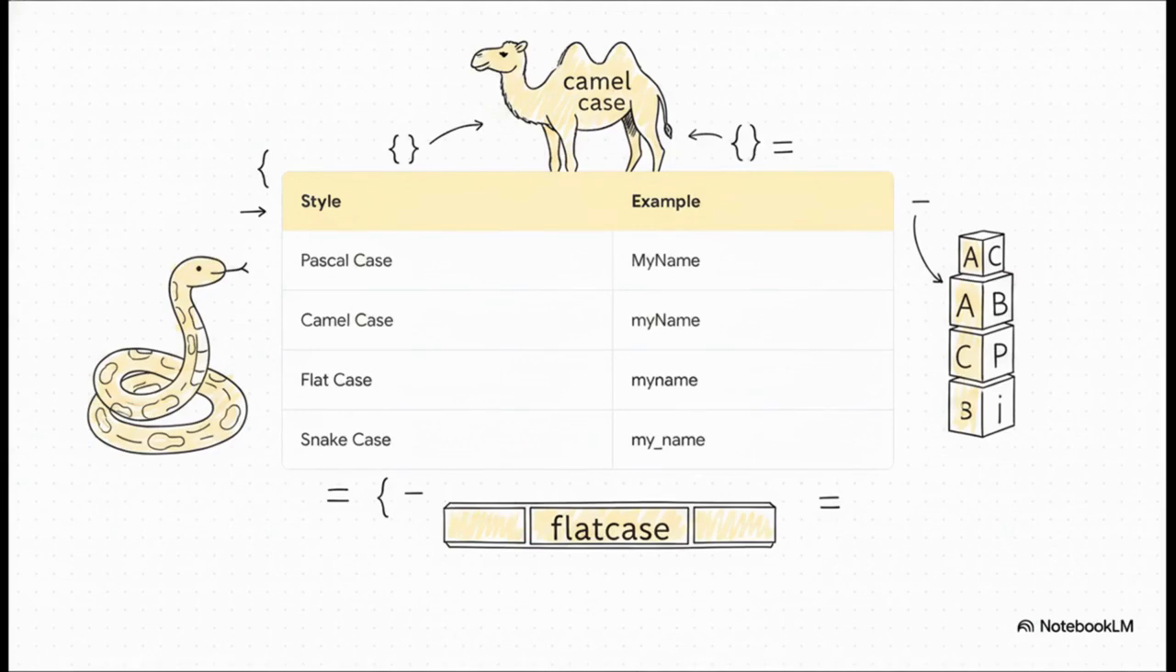Because we use variables constantly, the industry has actually developed standard ways to name them, just so other humans can easily read what you wrote. For instance, Pascal case capitalizes the first letter of every single word. Camel case leaves the very first word lowercase but capitalizes the rest. Flat case is all lowercase, which honestly can be pretty hard to read. And then there's snake case, which is super popular in Python. It uses all lowercase but separates words with underscores like my_name. Picking one of these styles and sticking to it makes your code look super clean and professional.